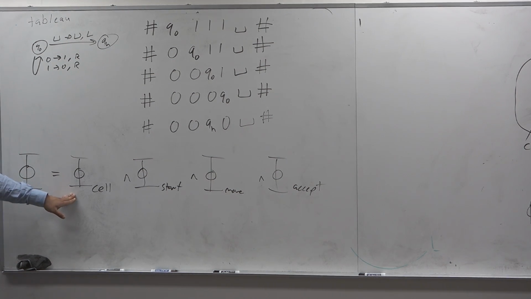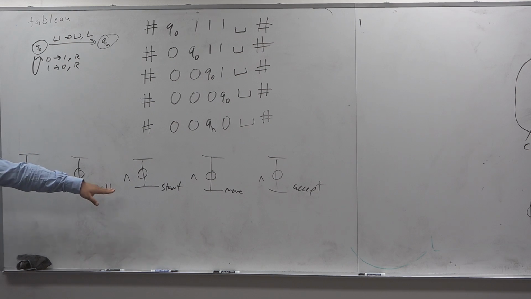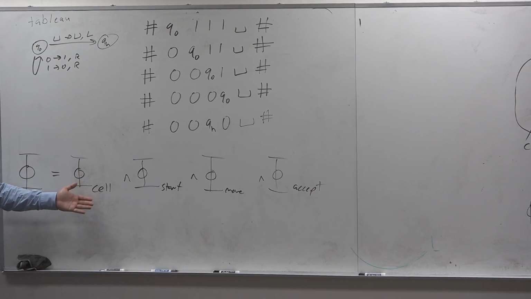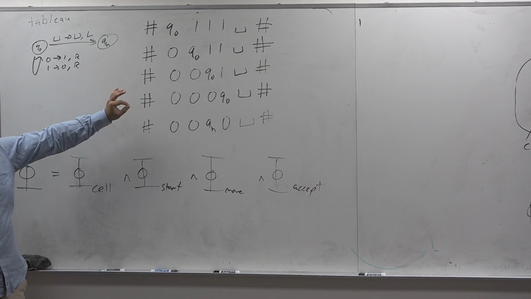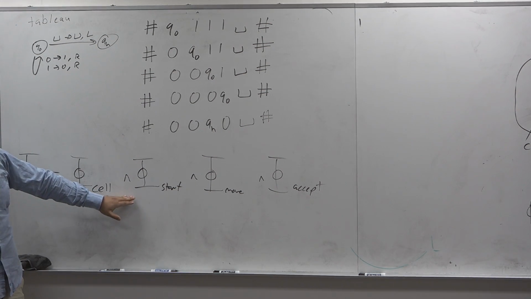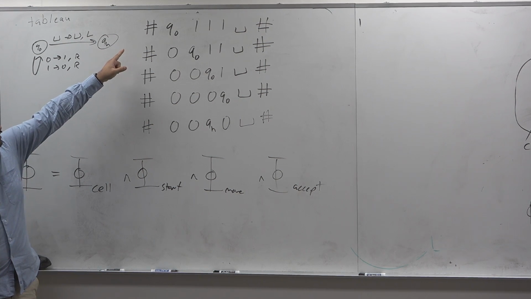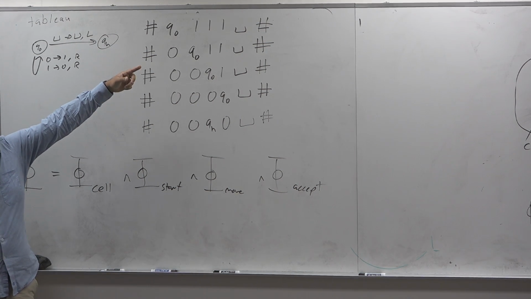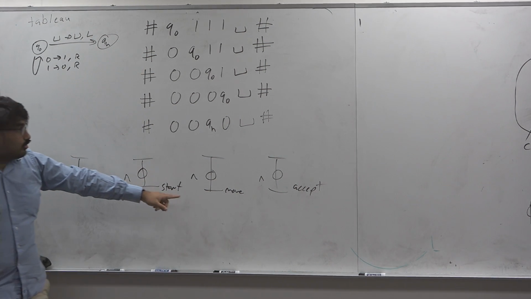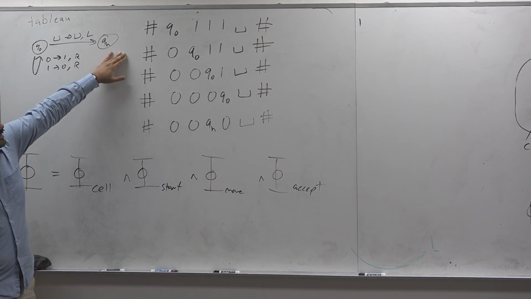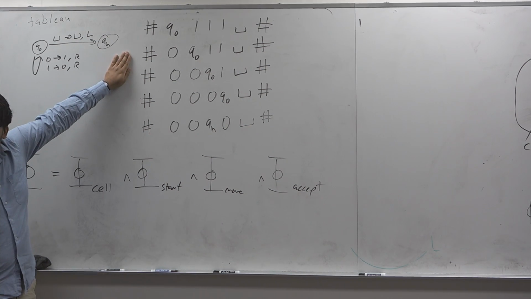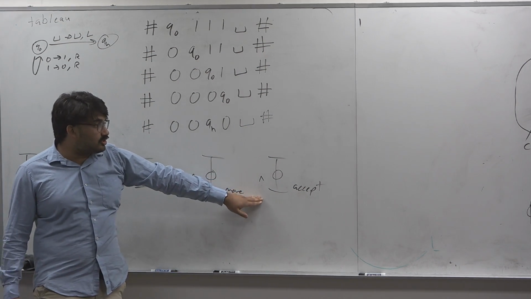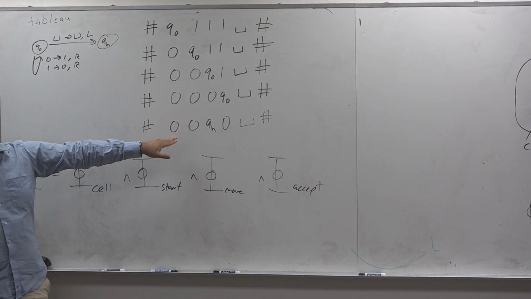And we'll create CNFs for each of these parts. Notice that because they're ANDed together, if you AND CNFs, you get another CNF. So this is going to be some CNF, right? Phi cell is simply going to check that exactly one symbol is in each cell. Phi start is going to check the first line is the initial configuration. Phi move is going to check that the next line follows from the previous line, right? And then phi accept is going to check if the last line accepts, okay?